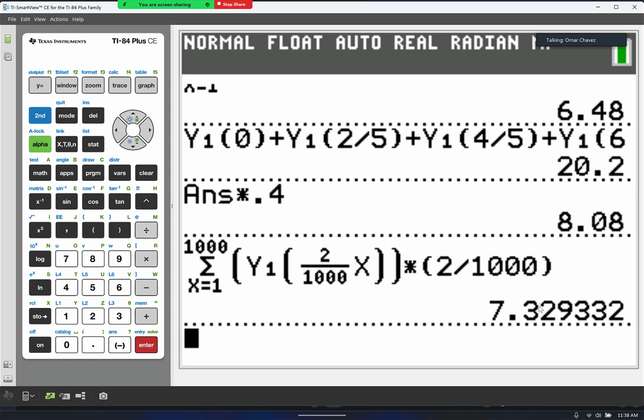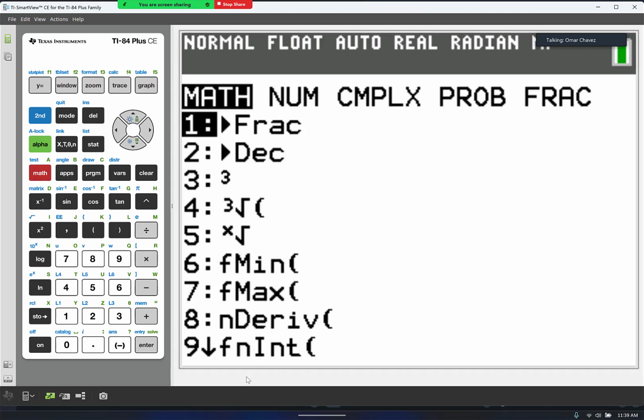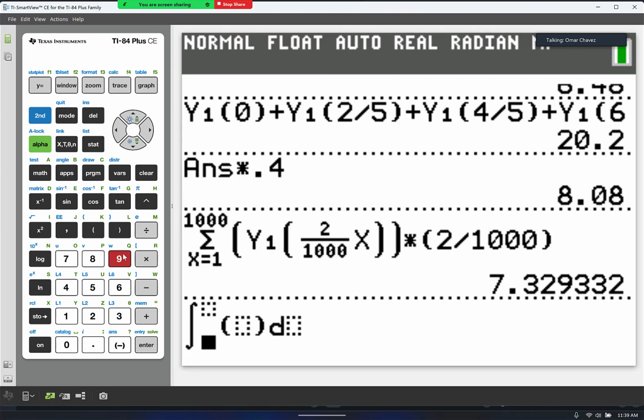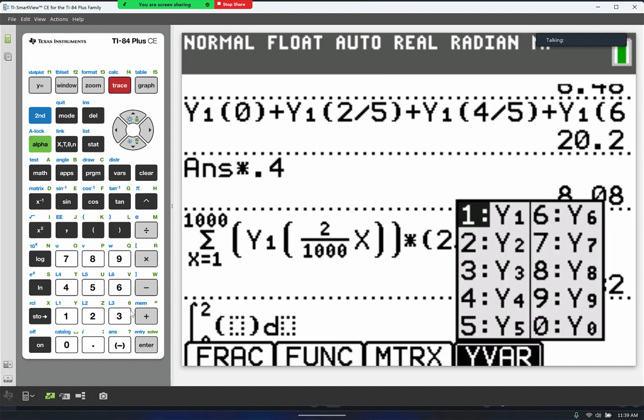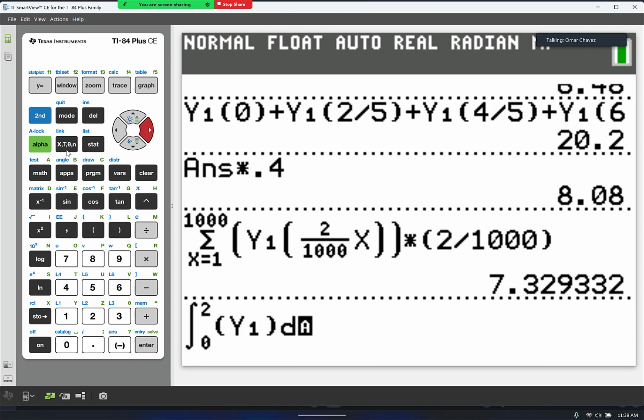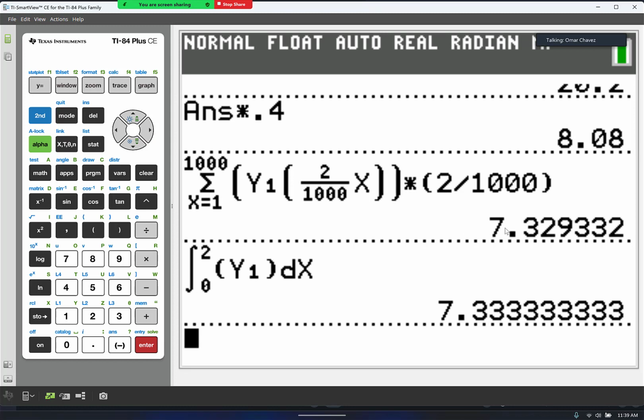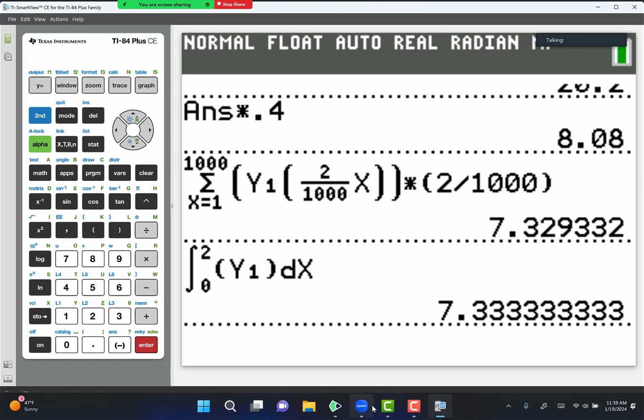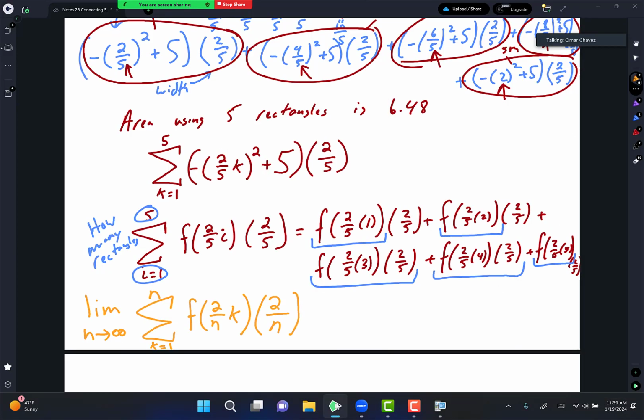7.32. What do you think the exact area is? Abdul Karim and Romero here already know the answer, but I think it's 7.33. Okay, I'm going to tell you how to find the exact area. This right here will give me the exact area. Don't worry, I'm going to show you all the secrets of this. Alpha trace y1. I wonder how close it is. I bet you it's 7.3333. Look at that. That's pretty close. All right, let me show you all the secrets of calculus.